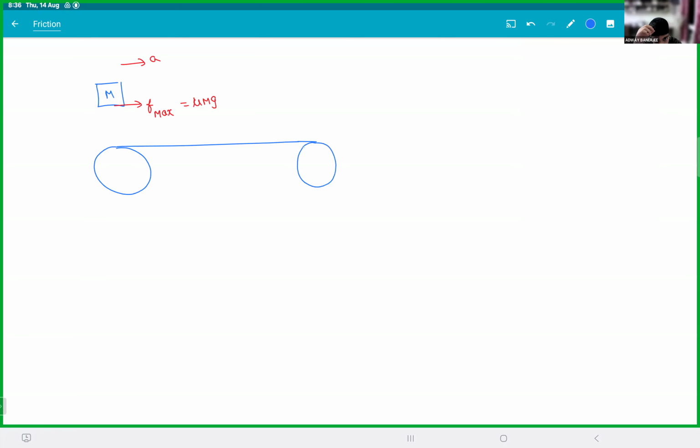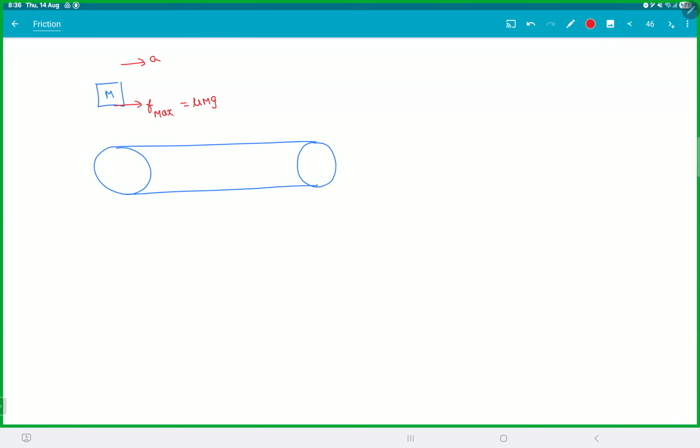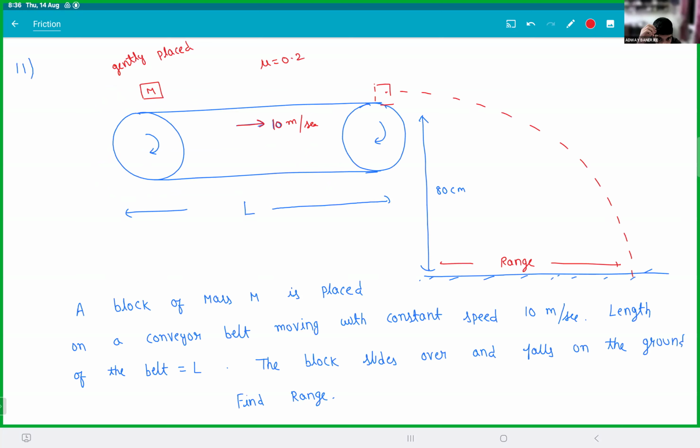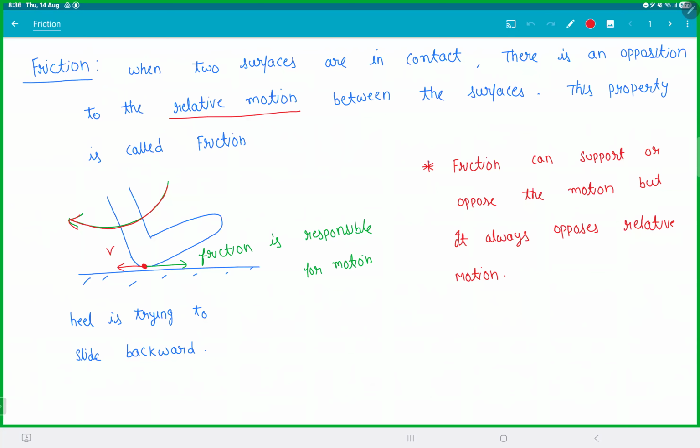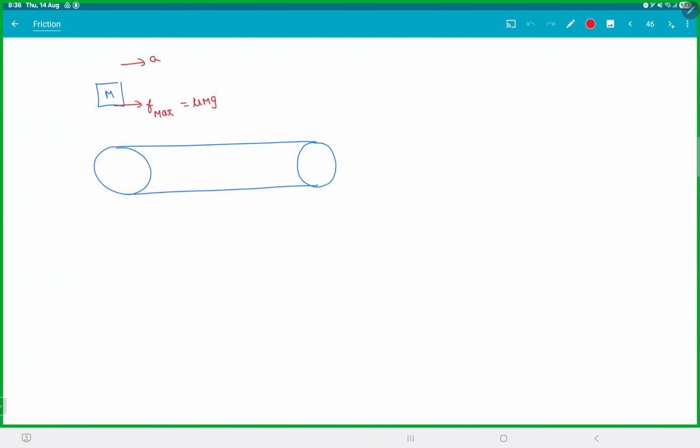Sir, how is friction acting forward? So what is the job of friction? Sir, to oppose motion, right? That's what you studied. Or is it to oppose relative motion? Yes, sir. So what is the relative motion here? The belt is going forward, the block is not moving. So what are you supposed to do? You have to keep them together. So friction will act forward.